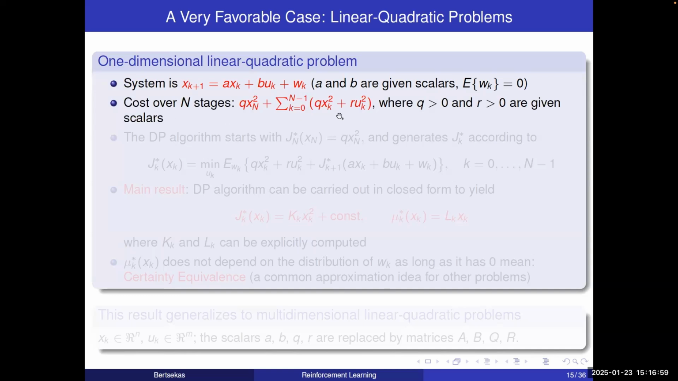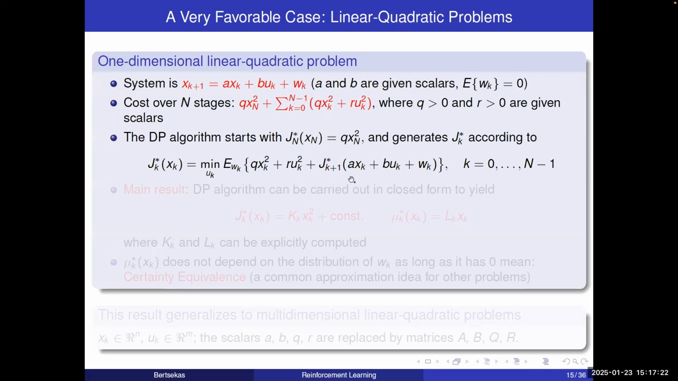The cost over n stages is quadratic at each stage, with Q and R positive given numbers multiplying the square of the state and the square of the control. And there's also a quadratic terminal cost. And the dynamic programming algorithm specialized to this problem starts with this function here, the terminal cost, and generates J_k star by this computation. Now, it turns out that this computation can be executed in closed form. You can get formulas for it.